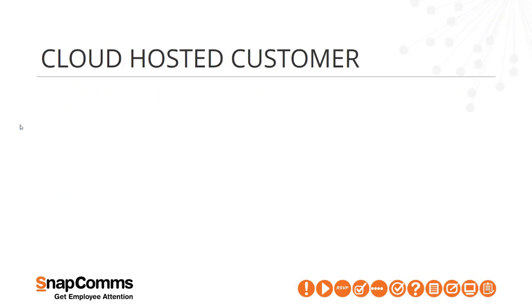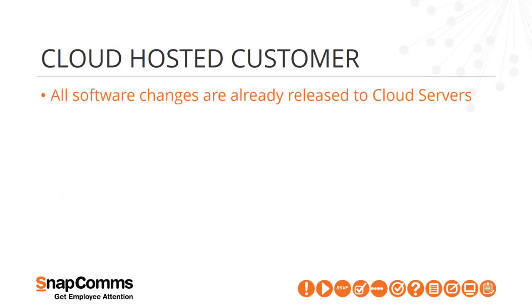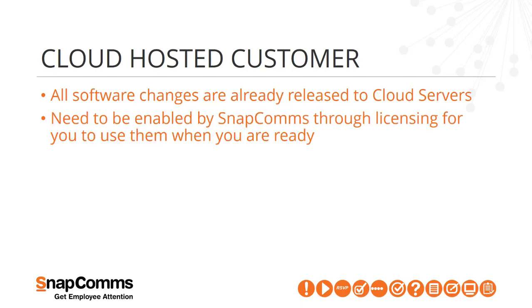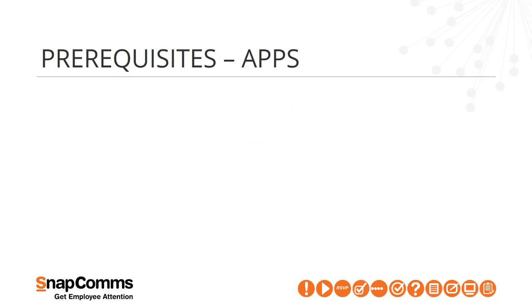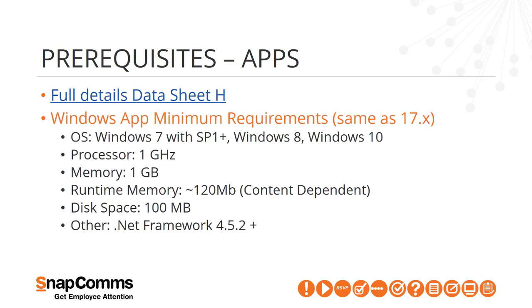As you are a cloud-hosted customer, all the software changes required for you to experience the new tools and app profiles have already been released to your cloud environment, but need to be enabled by Snapcoms through licensing for you when your organization is ready to start using them. In terms of the app version 18.4 prerequisites, full details are available in our Datasheet H, and a summary is shown here. Note that the requirements are the same as for the Snapcoms app version 17.